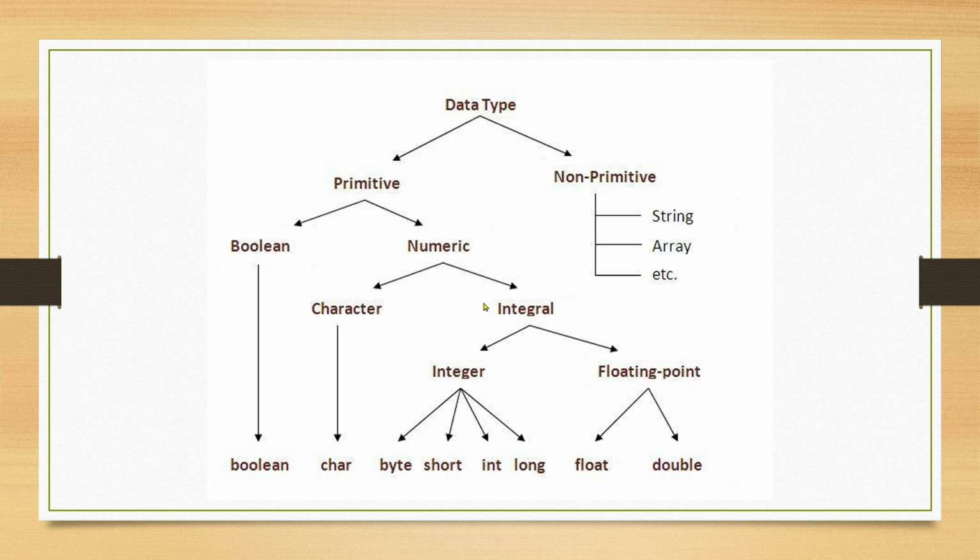And finally, in non-primitive type, we have string, array, and many more, like class, object, and interface. Unlike primitive data types, these are not predefined. These are user-defined data types created by programmers for multiple purposes.